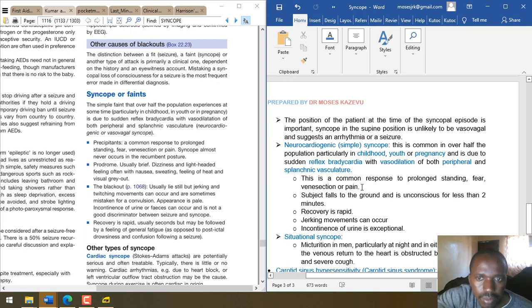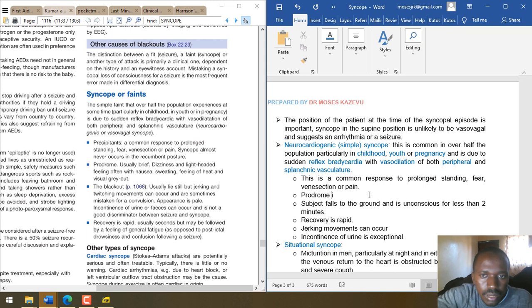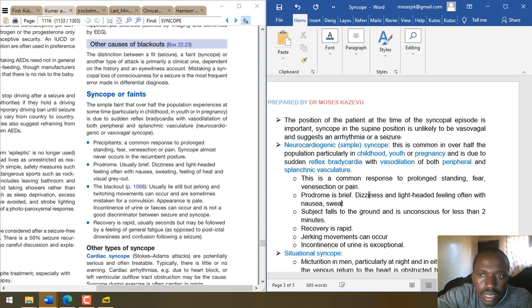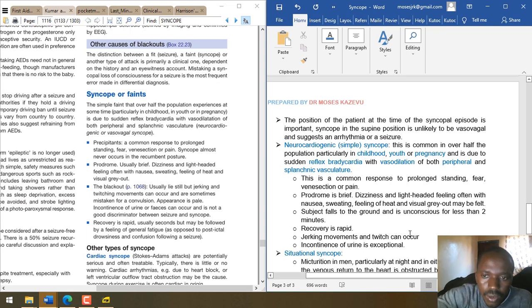So you're standing in. The prodrome is brief: dizziness and a lightheaded feeling, often with nausea, sweating, feeling of heat, and visual gray out, and then the blackout. Usually they lie still, but jerking and twitching movements can occur and are sometimes mistaken for convulsions. Jerking movements and twitching can occur, and this is often confused with convulsions.